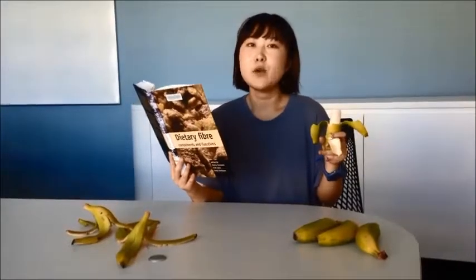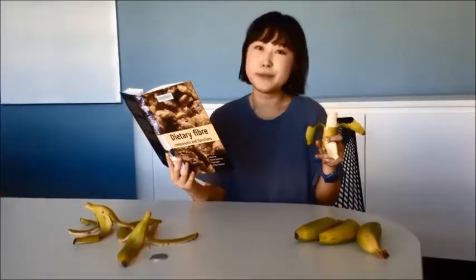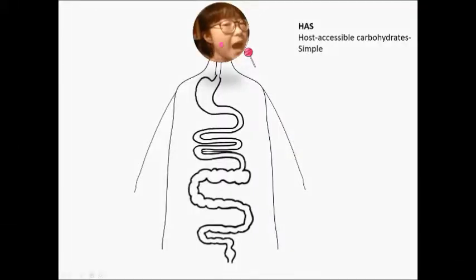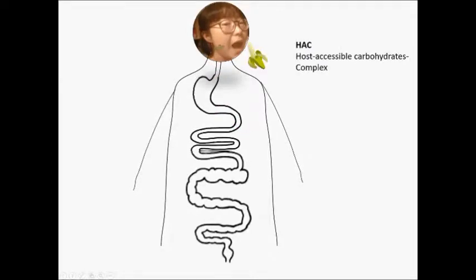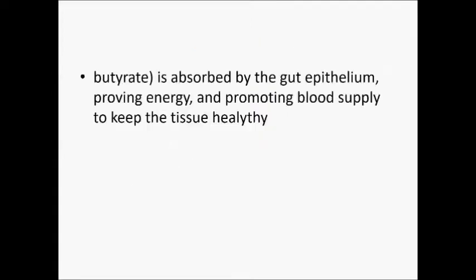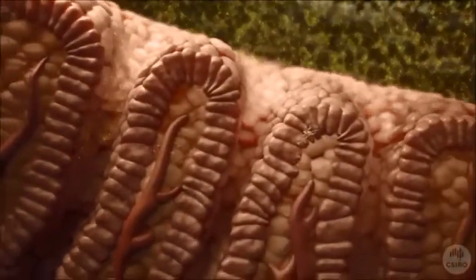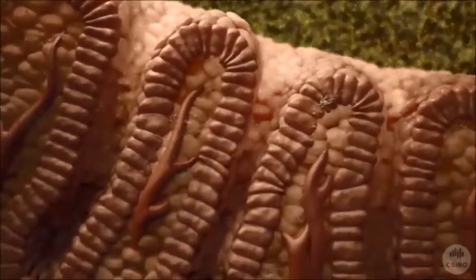And to better understand this fiber microbial interaction, we categorize our carbohydrates into 4 groups. The first group is HAS. For example, simple sugar is fully digested in the upper gastrointestinal tract. Second, HAC, such as resistant starch, is partly digested in the small intestine, and the rest will go to the large intestine, where gut microbes can break it down and produce short-chain fatty acid, for example, butyrate. Butyrate is absorbed by the gut epithelium, providing energy and promoting blood supply to keep the tissue healthy.